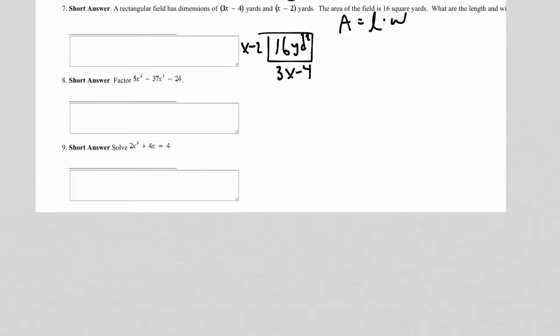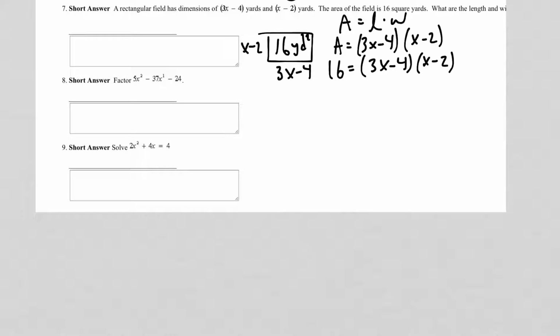So if it's length times width, it will be length, which is 3x minus 4, times width, which is x minus 2. Also, they gave me the information for A. A, in this case, this A right here is 16. The area is 16 square yards. So I'm going to plug in a 16 right there. And this is what I need to solve. You need to solve that.